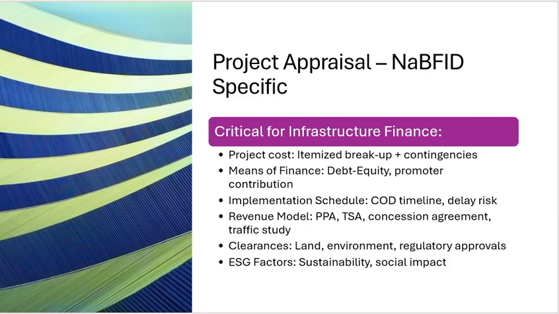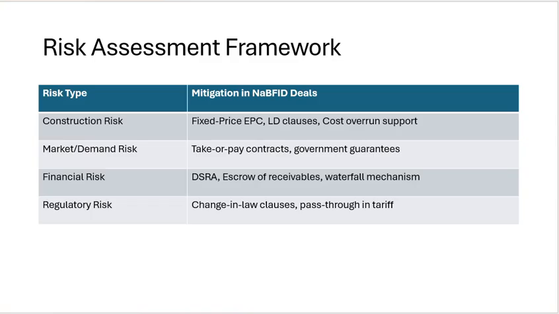So let's move on to the next slide, guys, where we are going to discuss risk assessment and its framework. We are going to discuss four risk types and the mitigation in NaBFID deals for each risk: construction risks, market and demand risks, financial risks, and regulatory risks. For the construction risks, I already told you guys, we are more focused on the fixed price EPC contract, and also the LD clauses.